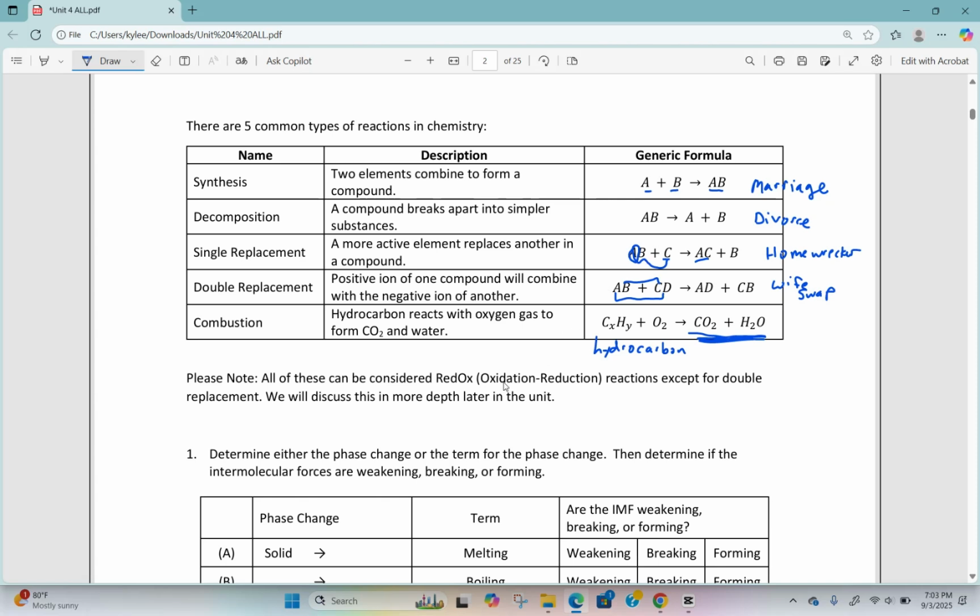Now, later, we're going to be talking about another type of reaction called a redox. And redox reactions can be any of these types except for double replacement.